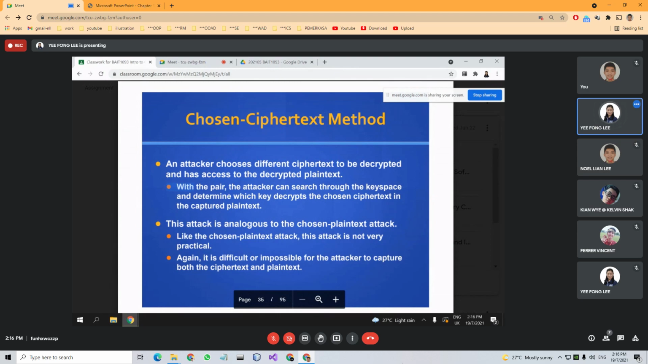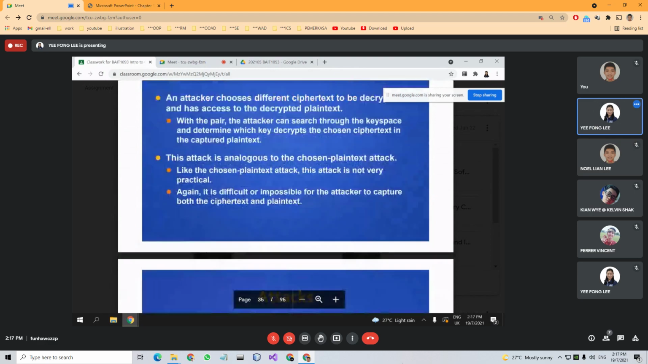So this one, chosen ciphertext method. The attacker chooses different ciphertexts to be decrypted and has access to the decrypted plaintext. So the attacker is able to select any ciphertext and then study the plaintext produced by decrypting the ciphertext. So this attack, like the chosen plaintext attack, is not very practical. Again, it is difficult or impossible to capture both the cipher and also the plaintext.